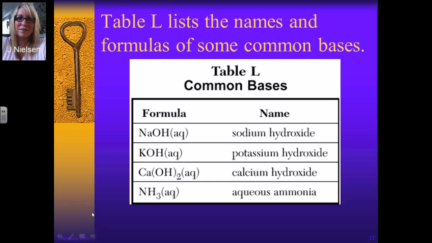Table L lists the names of common bases. Notice how they are all a group 1 or group 2 metal with the OH ending. With the exception, of course, of ammonia, which we've talked about, is considered a weak base. It is a base, but it is not an Arrhenius base.